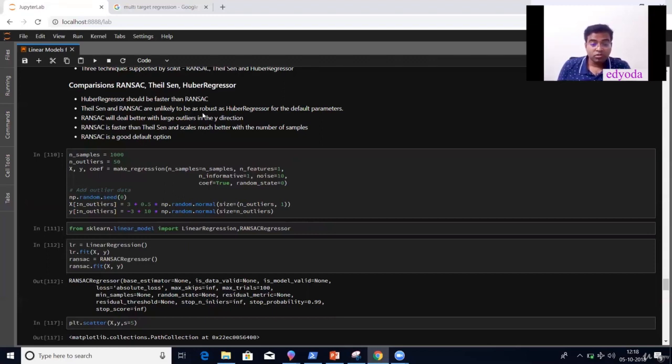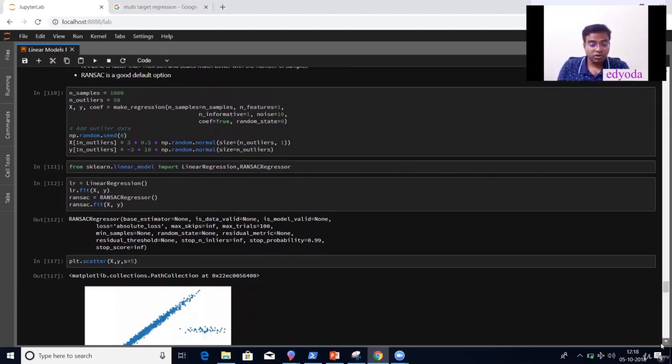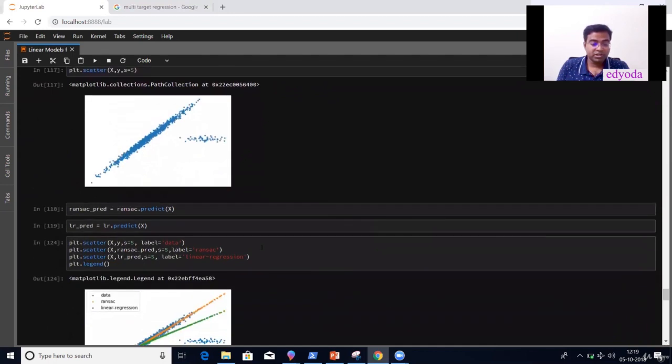So among all of those, let's see RANSAC. We are generating the data and adding some outliers. We are generating a regular linear regression line with that, and we are using the RANSAC regressor for that. We want to see a comparison between them. So this is the data, and these are the outliers that are present here. We want to see the prediction. This is the prediction for RANSAC, and this is the prediction for the linear model. We want to see where they are generating the line.